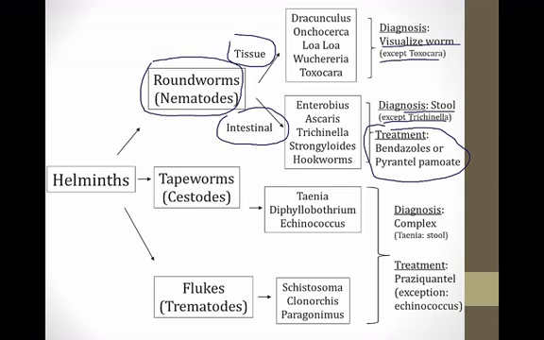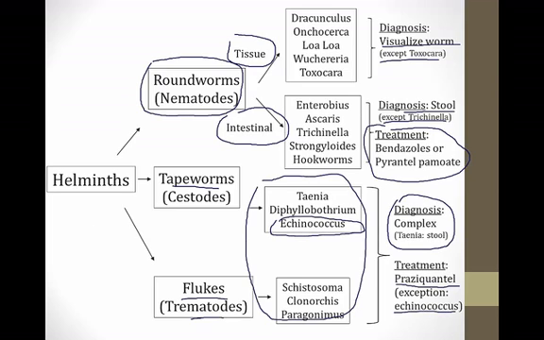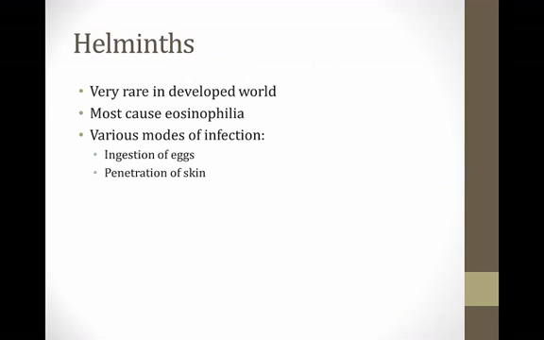For the worms down at the bottom, these are the tapeworms or cestodes and the flukes or trematodes. In general, the diagnosis of these infections is complex and it's fairly low yield for you to worry about. Another thing that's common among the tapeworms and flukes is that they can usually be treated with praziquantel. The one exception is echinococcus, which we'll talk about later. That's this one right here. But otherwise, you can think of praziquantel as a treatment for all of these helminths down at the bottom of the screen.